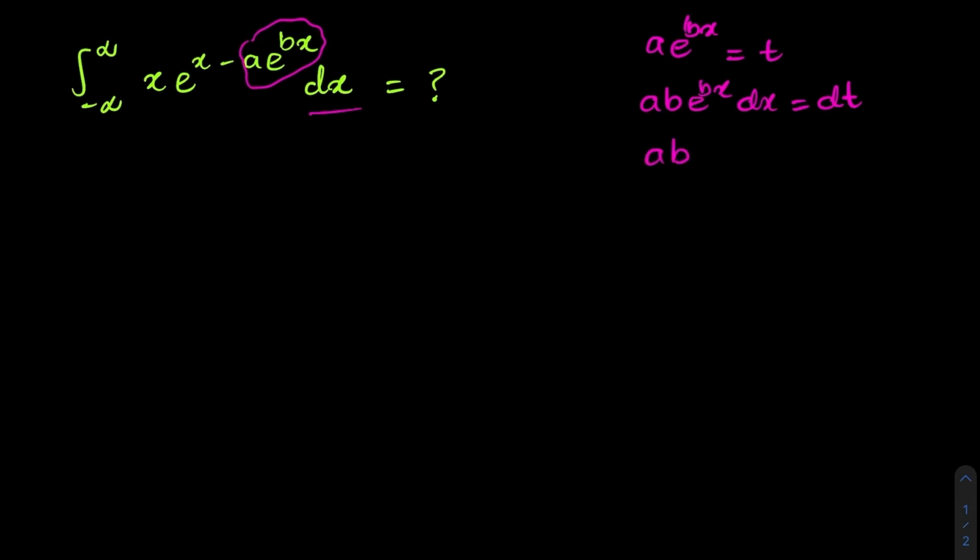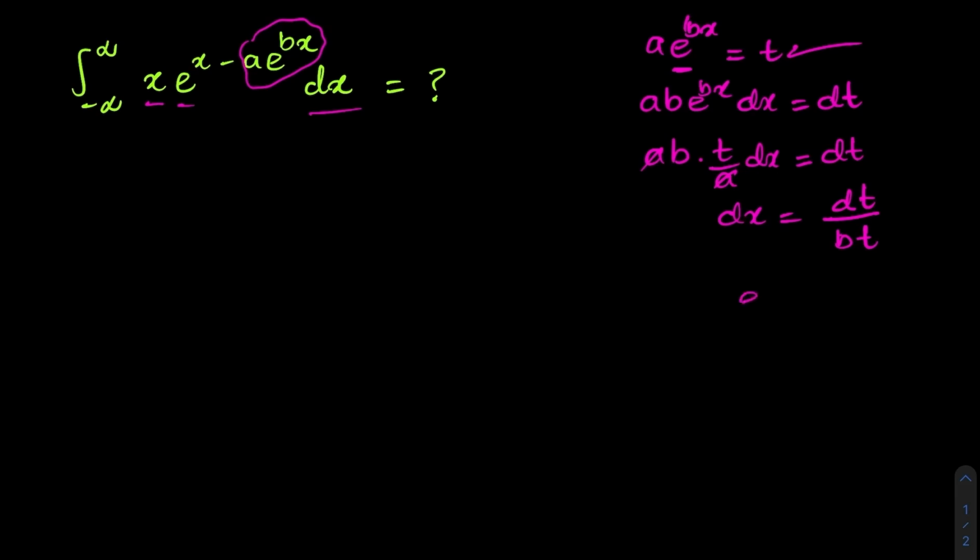Now, e to the bx, we know e to the bx is equal to t over a. So, here t over a dx is equal to dt. Then this a gets cancelled and we can isolate dx is equal to dt over b times t. Well, then here we need x and e to the x. So, we know a times e to the bx is equal to t.